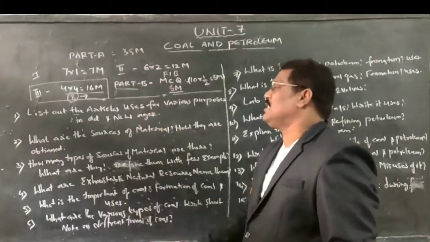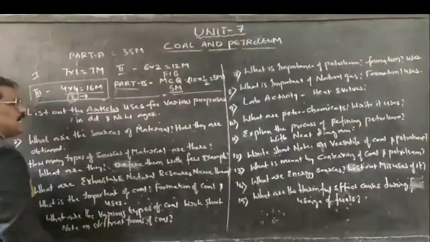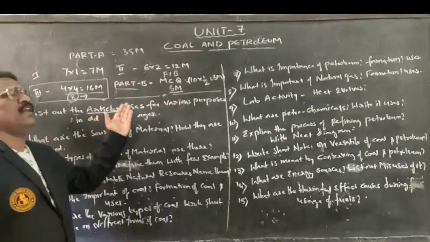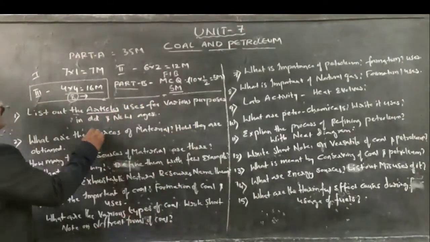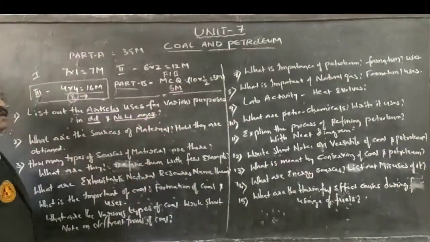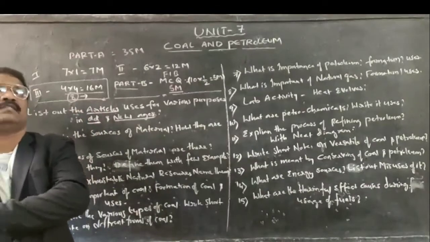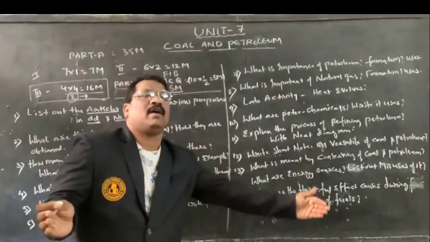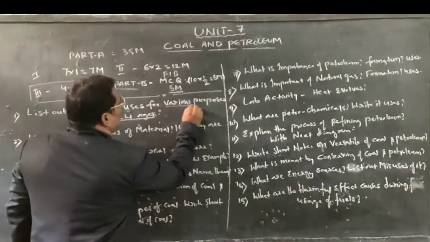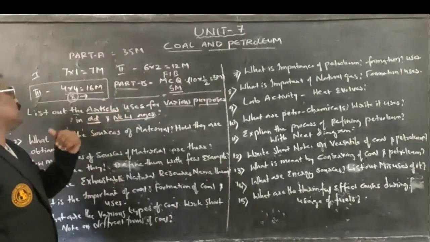The first question depends upon the first activity: label a list of articles used for various purposes. In old ages, what articles did we use? What is the difference between the articles used in old ages and at present? What type of articles are we using for various purposes in our daily life? That question gives us this information.